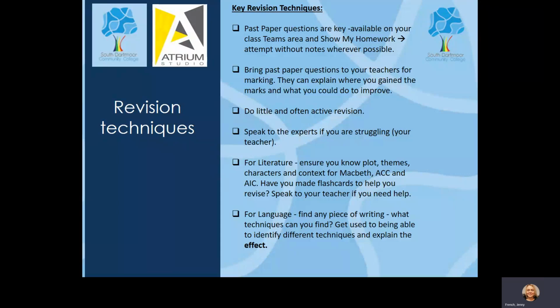Have you made flashcards to help you revise? Again, you were asked to do these for An Inspector Calls during lockdown. Did you do them? If not, do them now. If you need help with flashcards or you're not quite sure what a flashcard should look like, please speak to your teacher.